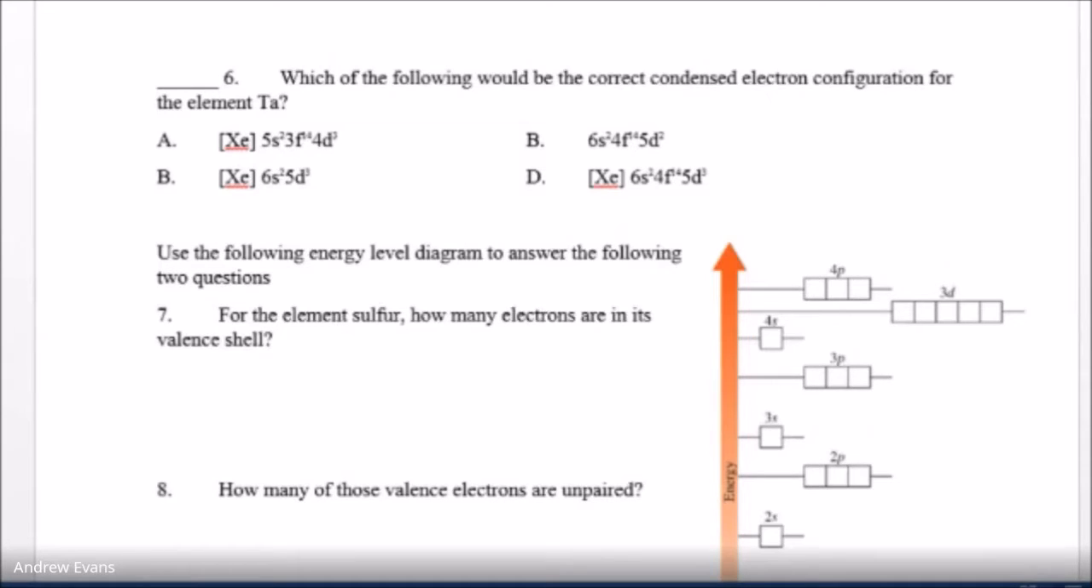So don't do that. So which of the following is the correct condensed electron configuration for tantalum? Remember, condensed means you start with a noble gas, and then we work our way from there. Tantalum is in the d block, and this is a hard one. This is a weird one. Tantalum is right there.